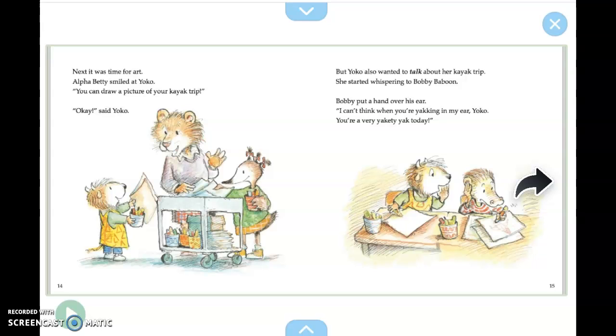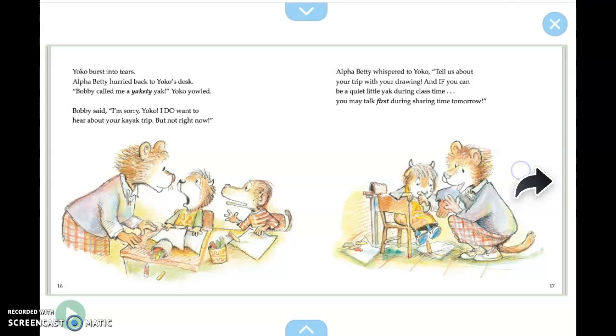Next it was time for art. Alpha-Betty smiled at Yoko. You can draw a picture about your trip. Okay, said Yoko. But Yoko wanted to talk about her trip. She started whispering to Bobby Baboon. Bobby put his hand over his ear. I can't think when you're yakking in my ear, Yoko. You're a very yakety-yak today.